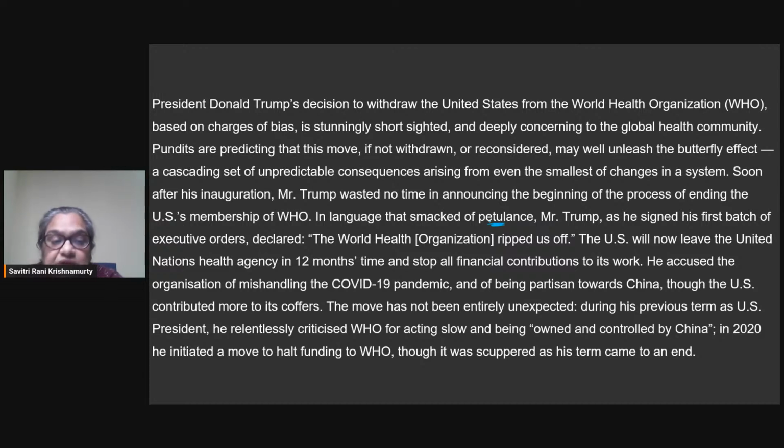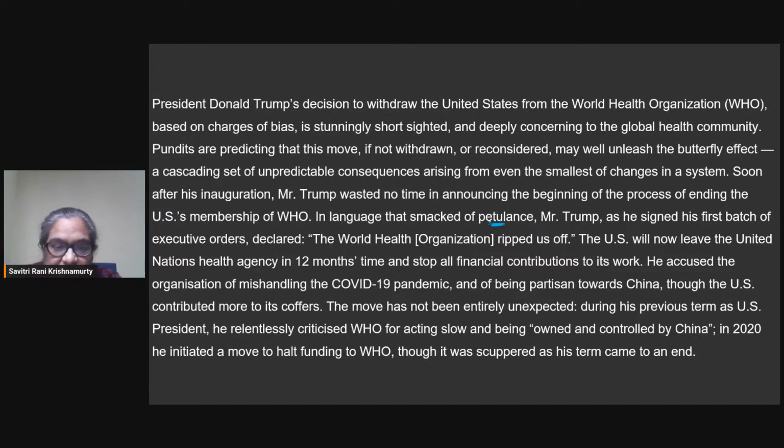The US will now leave the United Nations health agency in 12 months' time and stop all financial contributions to its work. He accused the organization of mishandling the COVID-19 pandemic and of being partisan towards China, though the US contributed more to its coffers. So, what is the reason for Trump's anger against WHO? Why is he withdrawing? He accused the WHO of mishandling the pandemic and of being partial towards China. The US is contributing the maximum money to WHO, and here WHO is partial to China.